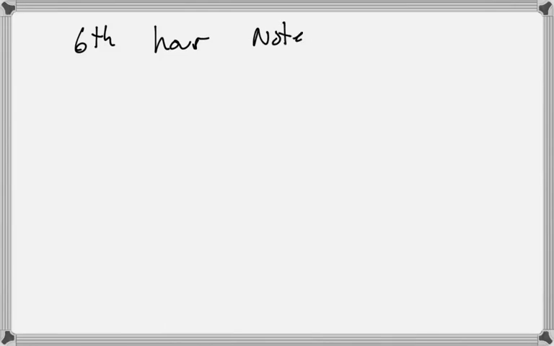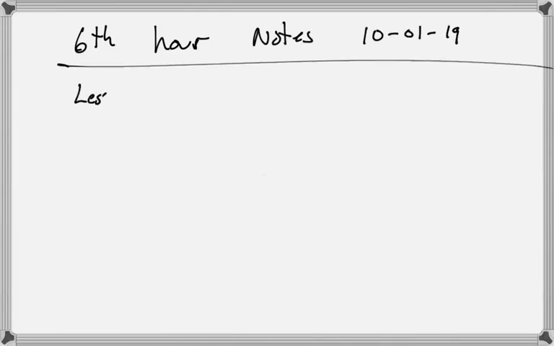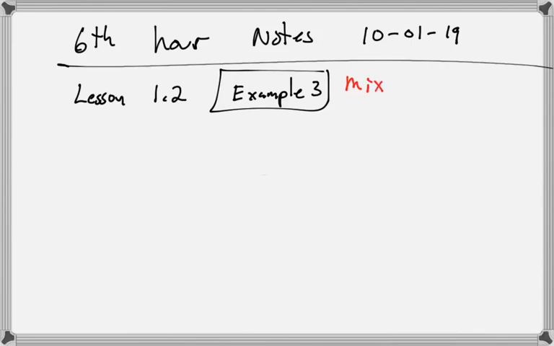Okay, here are the notes for 6th hour, October 1st, 2019. This is lesson 1.2. These are the notes for example number 3. Example number 3 are the mixture problems.